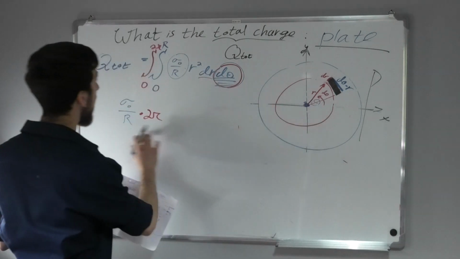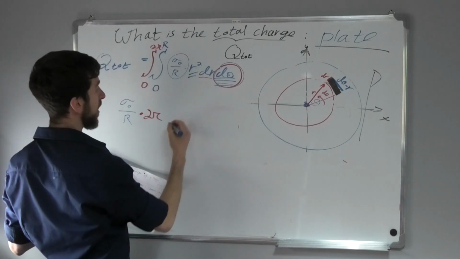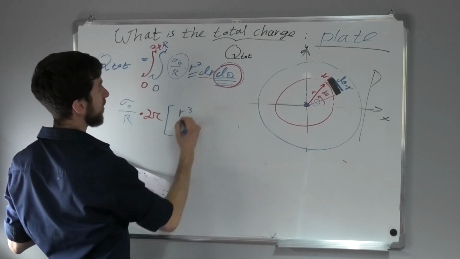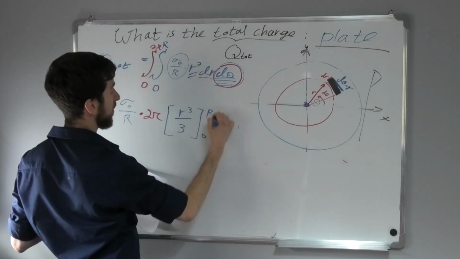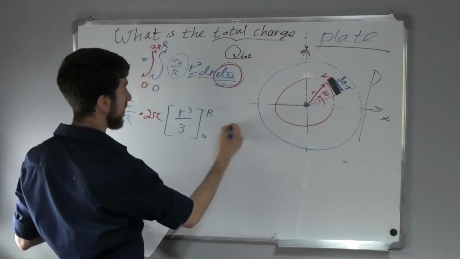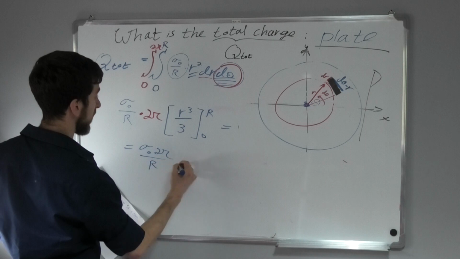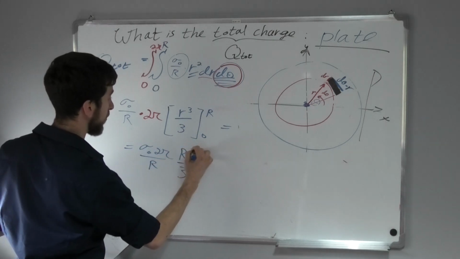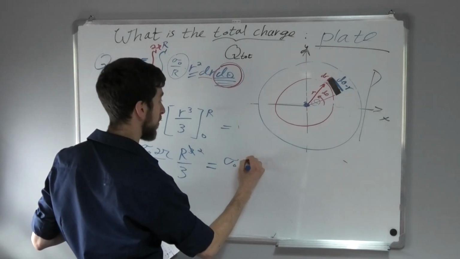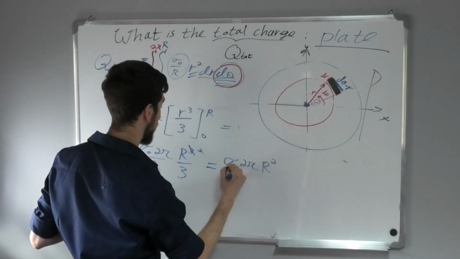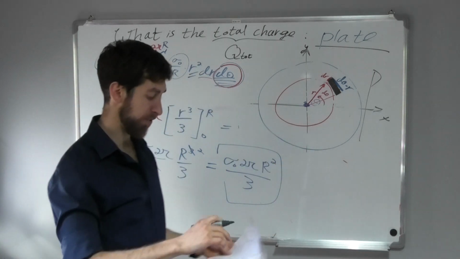And now I can solve the integral over r. So it's r to the third over 3, from 0 to r. So this is equal to sigma 0 times 2 pi r squared over 3. So this is the solution for that question.